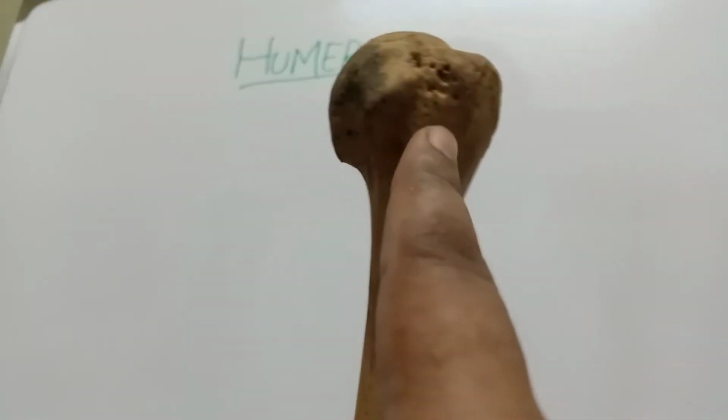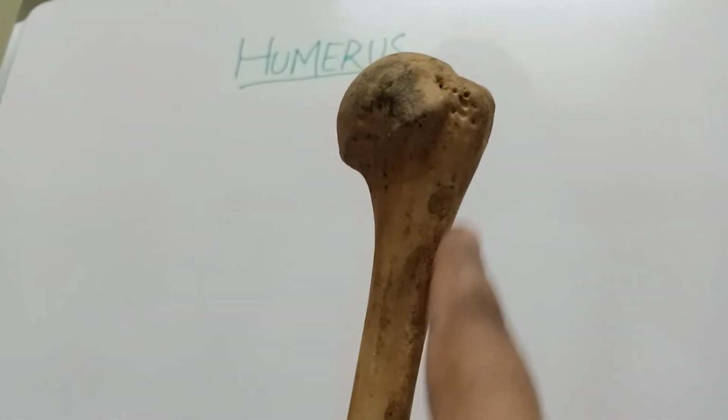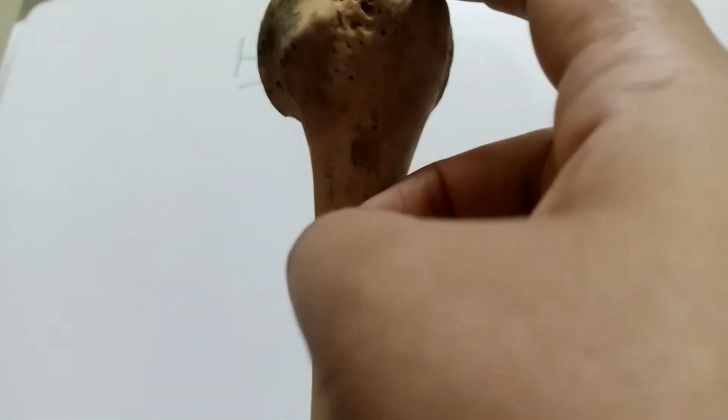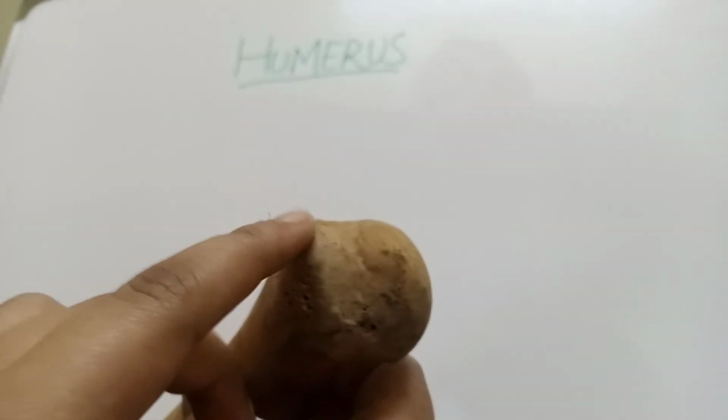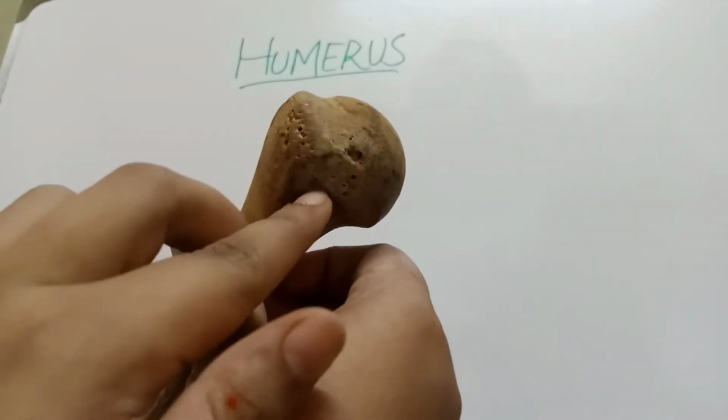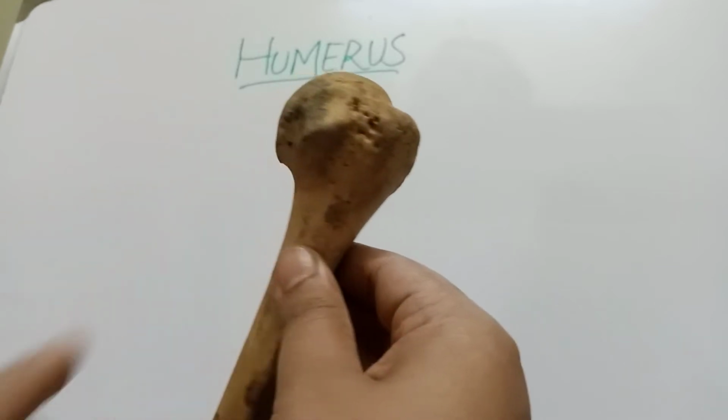Then there is an elevation on the lateral side of the upper end. It is called the greater tubercle. The posterior aspect of the greater tubercle has three impressions, as we see there: the upper, middle, and the lower impression. These are present on the posterior aspect of the greater tubercle.